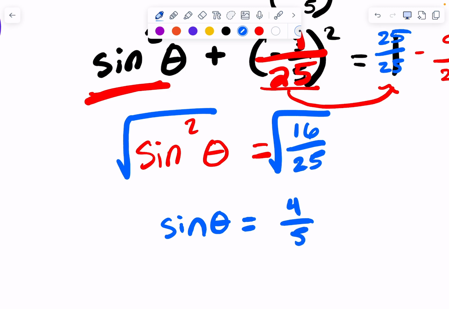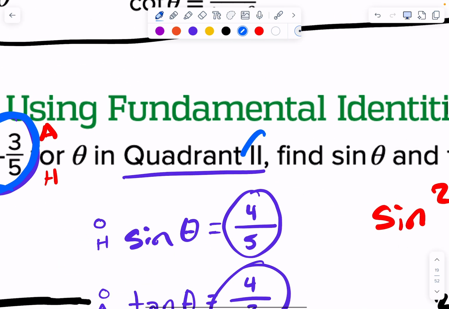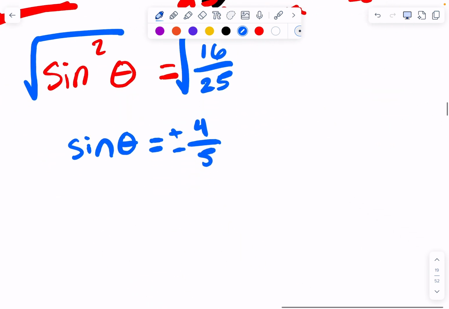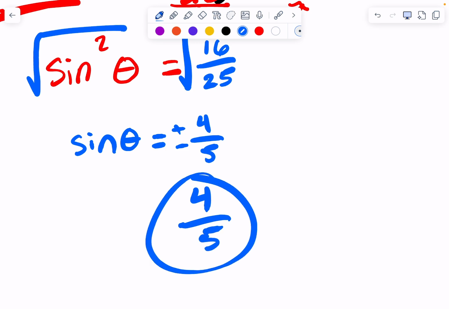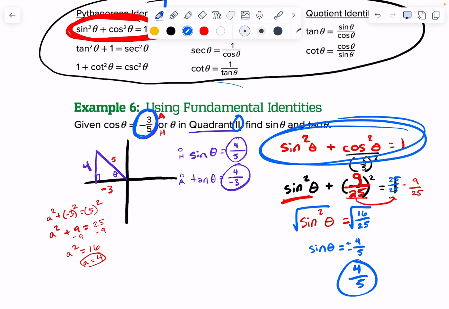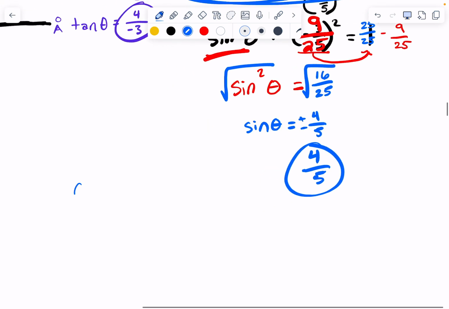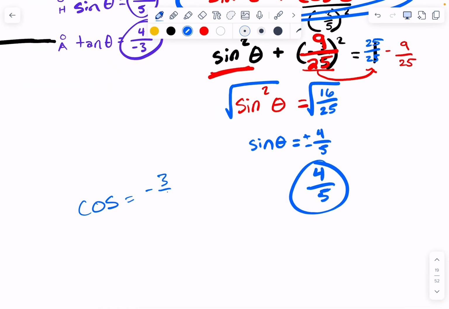4 over 5. Now here's the deal. It's plus and minus, but if we are in the second quadrant, is sine positive 4 over 5 or negative 4 over 5? Positive 4 over 5. So we used this information and this Pythagorean identity to figure out what sine is. We didn't even have to graph it. What did we say cosine was? Negative 3/5. And sine is positive 4/5.